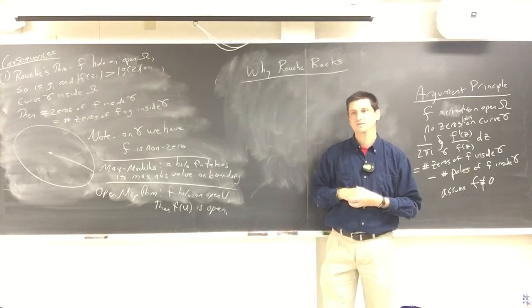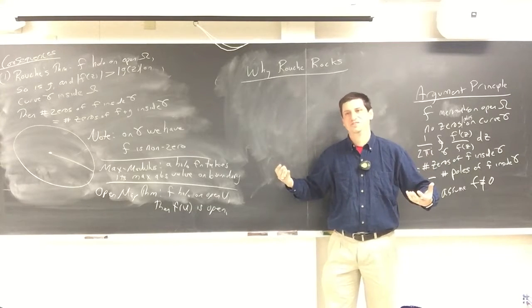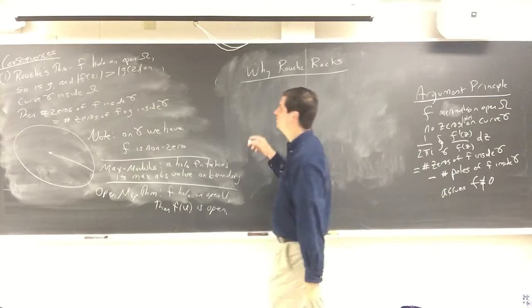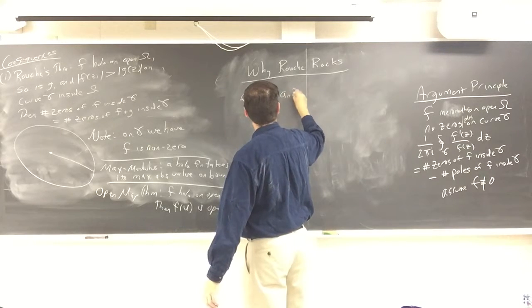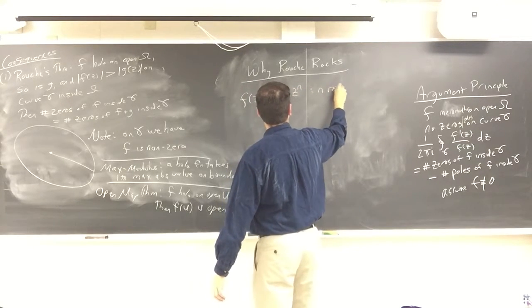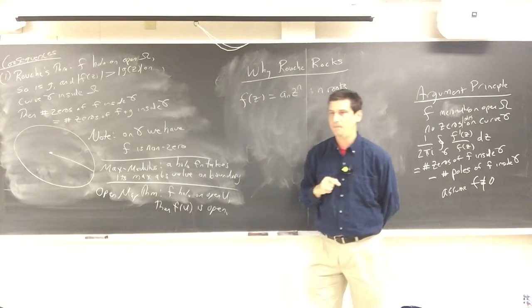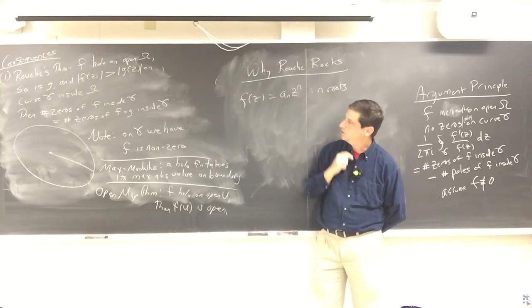Z? Can you be a little bit more general? I want n roots. Z to the n. So for instance, we could take f of z is a_n z to the n, which has n roots.